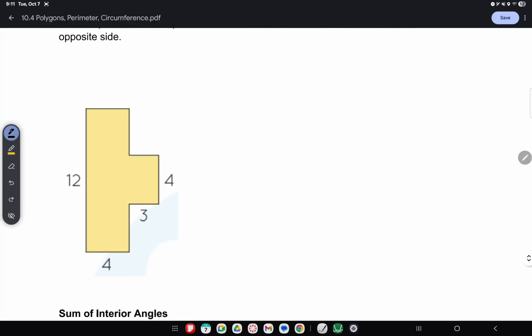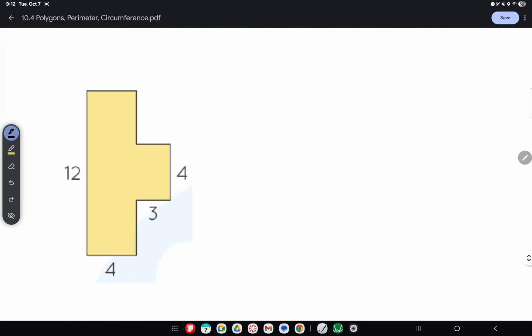Right, I have an irregular polygon here. Let's see, how many sides does it have? 1, 2, 3, 4, 5, 6, 7, 8. So I guess we could call that an octagon. It's got 8 sides. We want to find the perimeter, so we might have to do a little bit of math. So I know some of the sides, but I'm missing this side, this side, this side, and then this one.